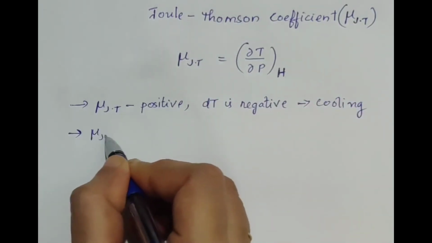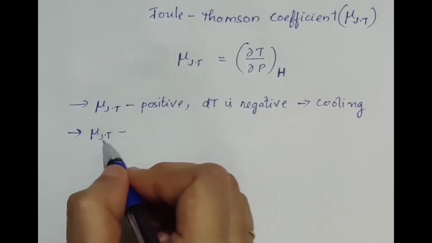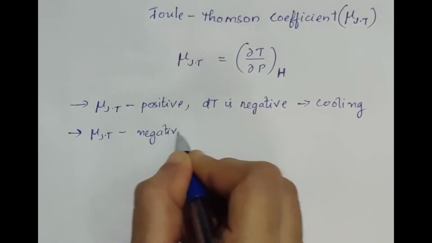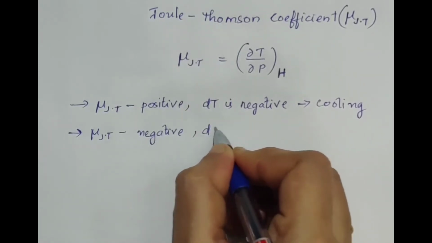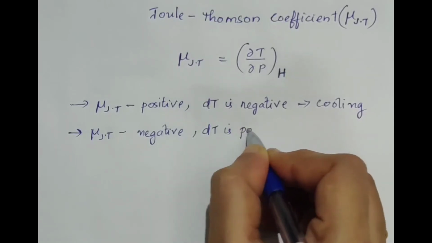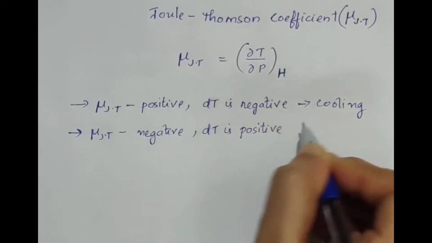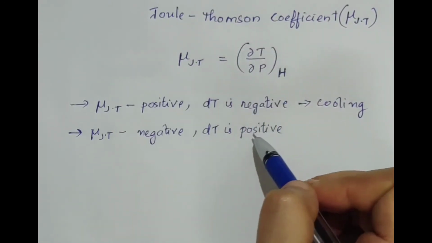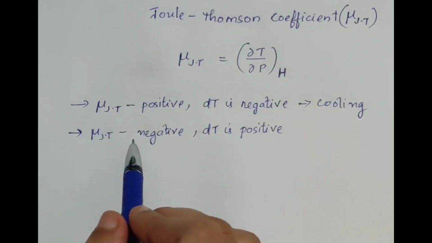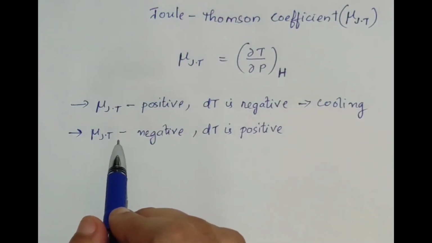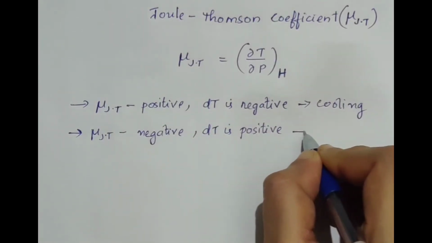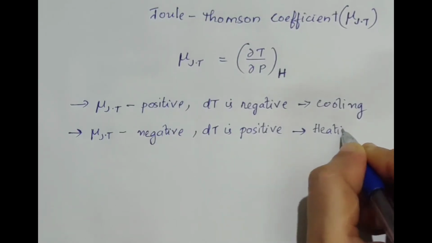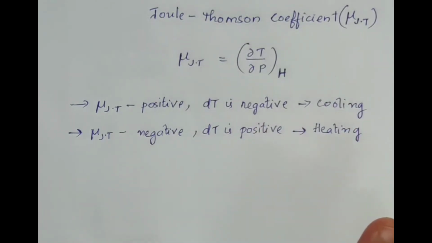When mu Jt, the Joule-Thomson coefficient, is negative, that is, dt is positive, when the temperature increases, dt is positive, hence the Joule-Thomson coefficient is taken as a negative quantity. And here what is happening? Heating is observed in this process.